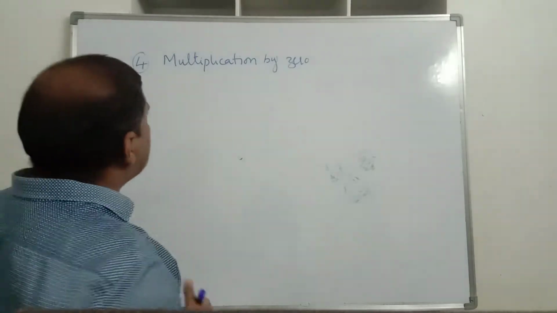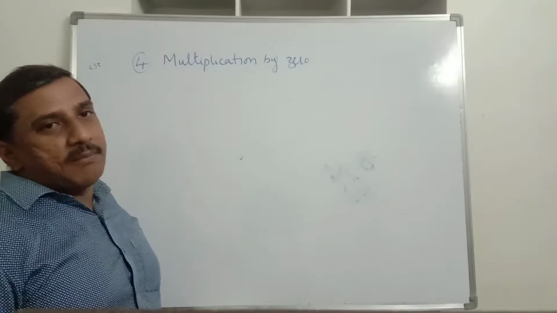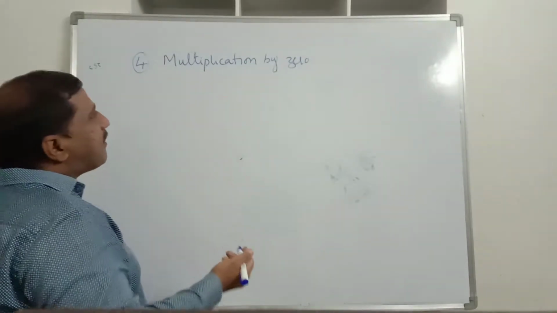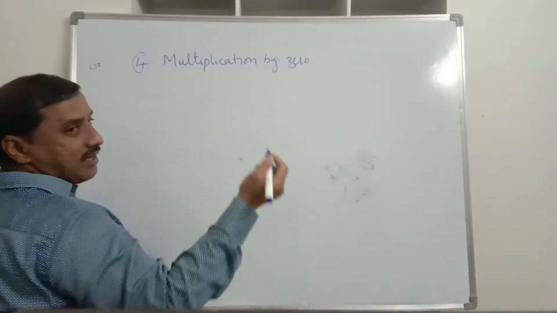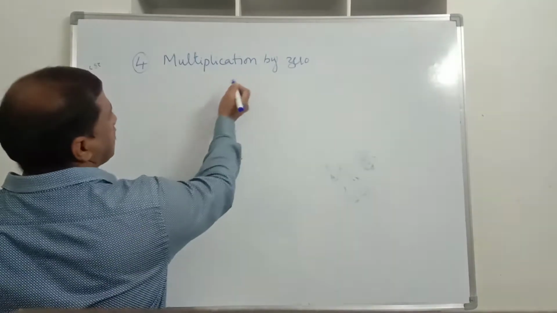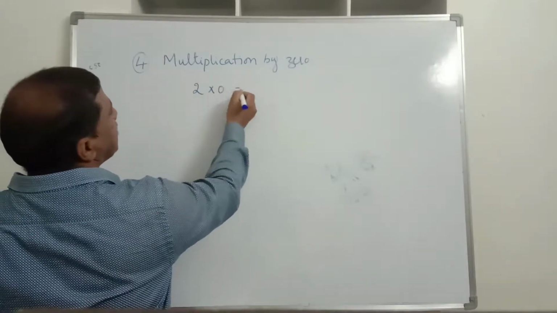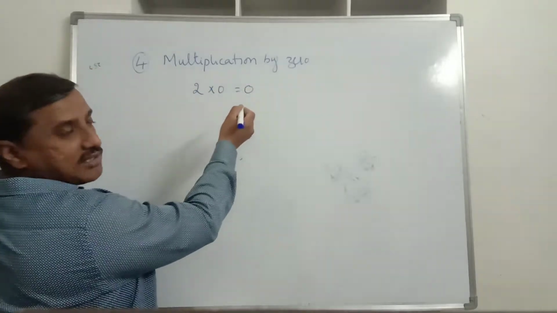Now we will discuss one more property of integers under multiplication: multiplication by 0. What do we get when we multiply any integer with 0, especially negative integers? You will see first for positive integers: 2 into 0. 2 is multiplied by 0, it is 0.